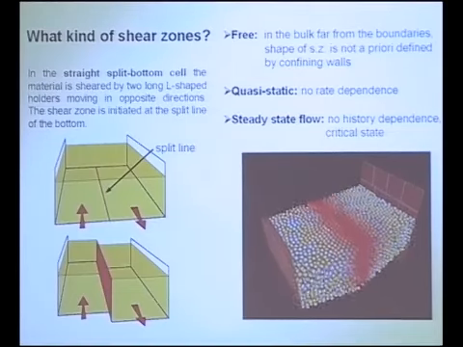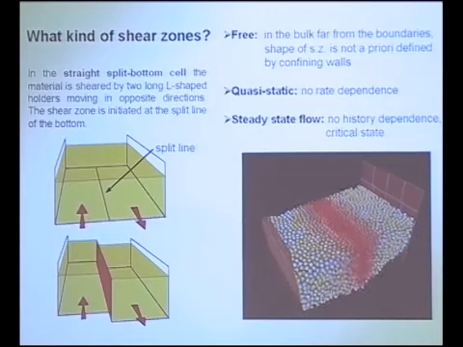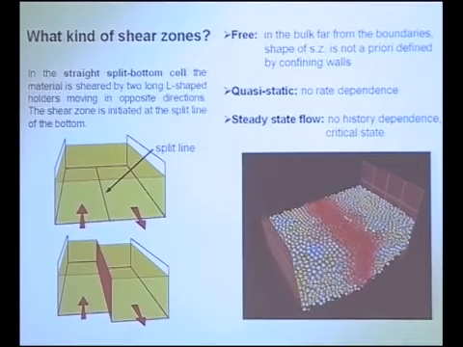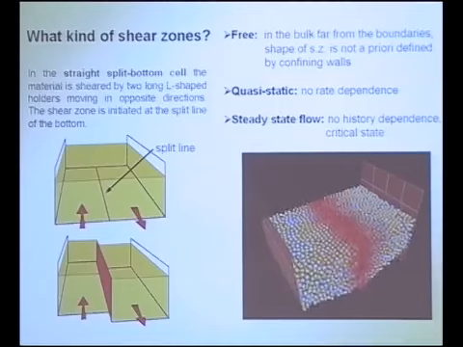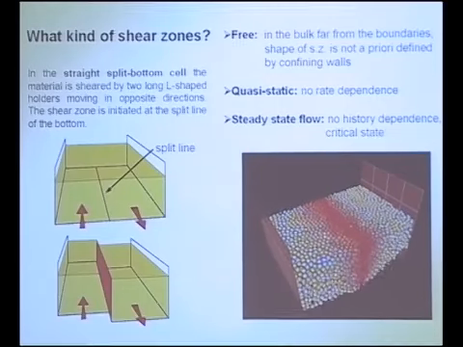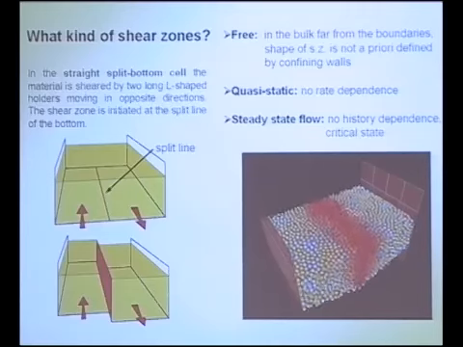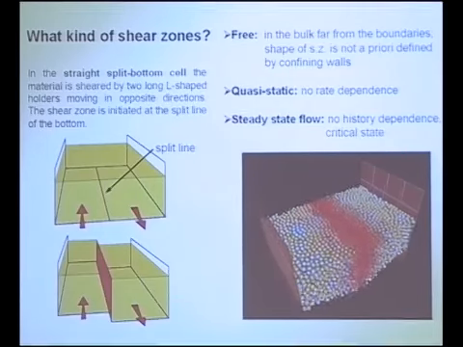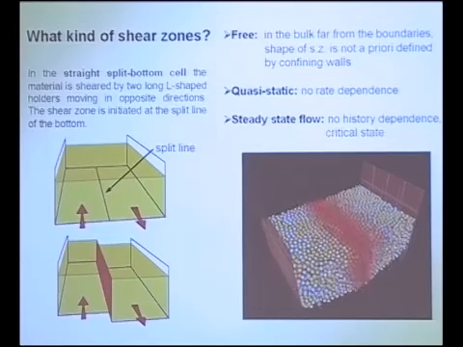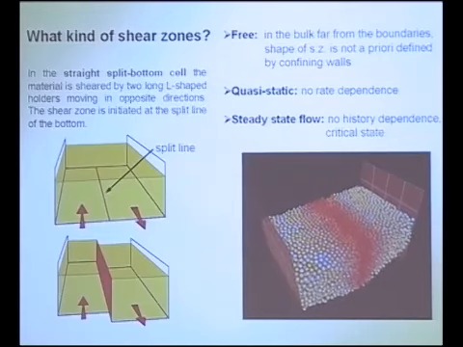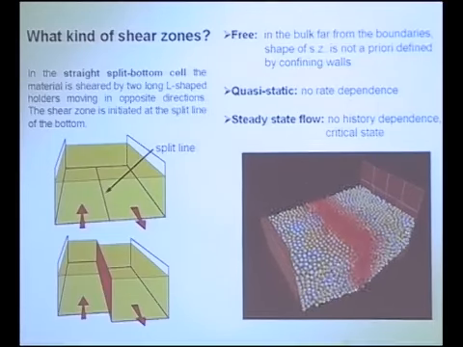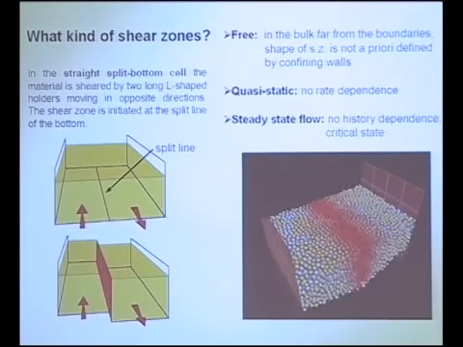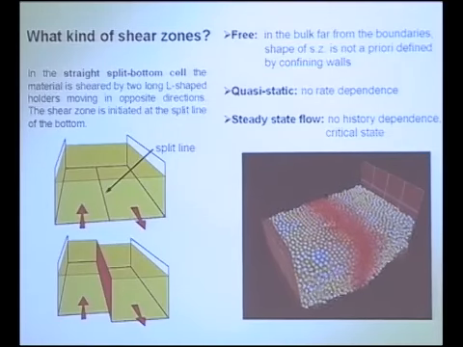So what is important about these shear zones is that they are free in the sense that their shape is not a priori defined by some confining walls, as opposed to the normal Couette geometry where the shear band or shear zone follows the inner cylinder. So here we will see examples where the shape can be something more complicated.